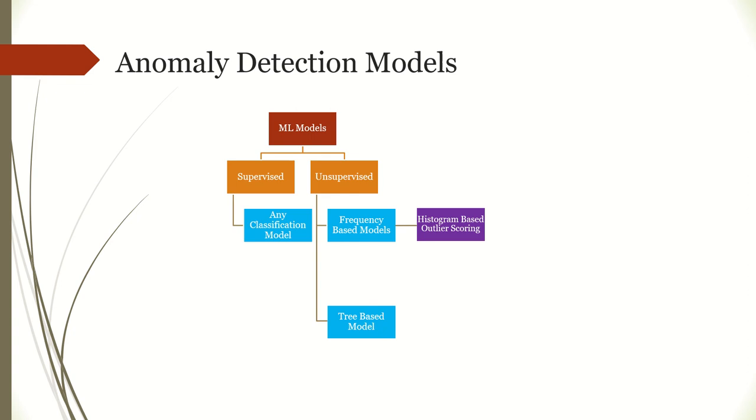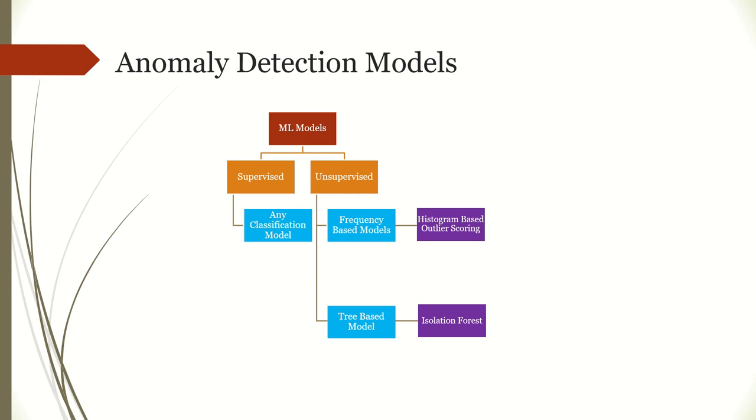Then there are tree based models. The most common tree based model is an isolation forest. Again, here also we don't have a supervised setup, we have an unsupervised setup. So we first try to identify features which might impact an observation's probability of being an outlier, and then we use an isolation forest.